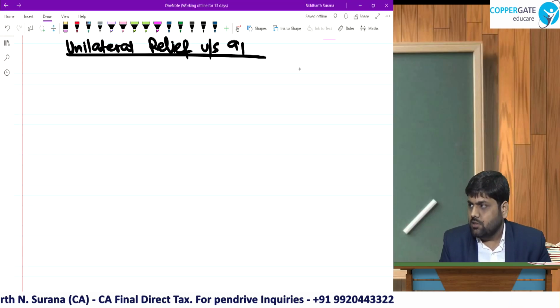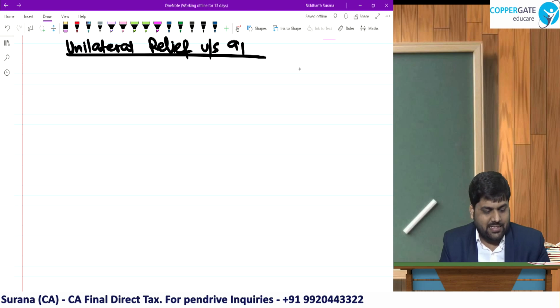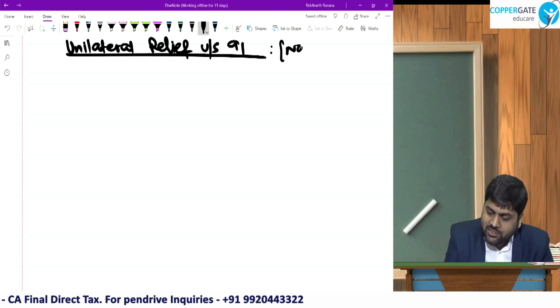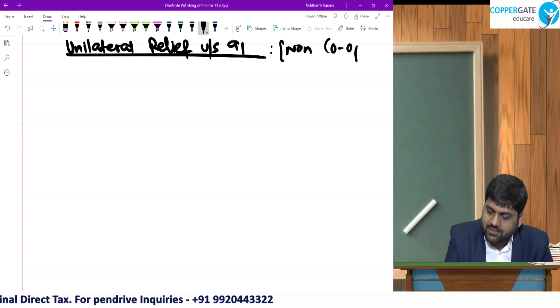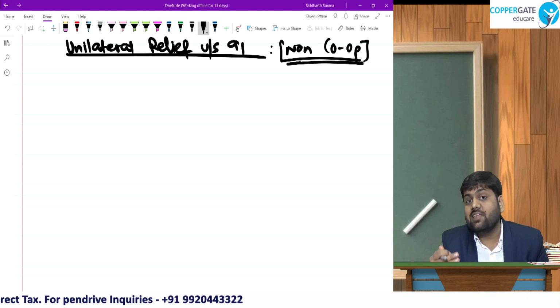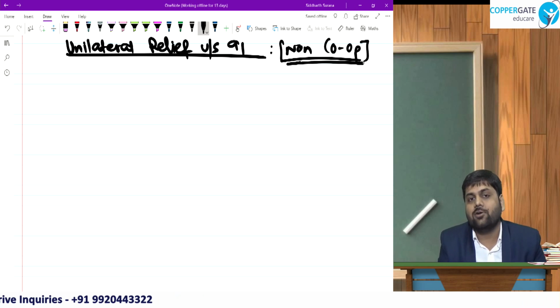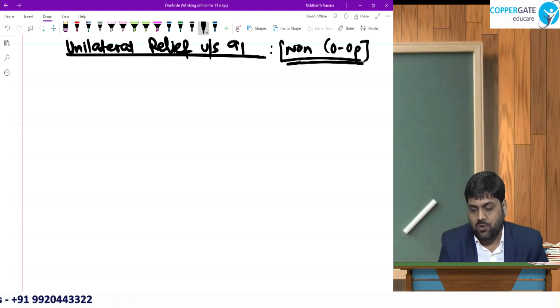We will now go to the most important part of the chapter, that is unilateral relief under section 91. Whenever there is non-cooperation between the two governments, or in other words, that government is not willing to sit with our government and enter into an agreement, or in case we sat across a table but we could not agree on terms and conditions, and therefore there is no double taxation avoidance agreement between the two of them. In such a case, what will happen to your tax liability in that country?